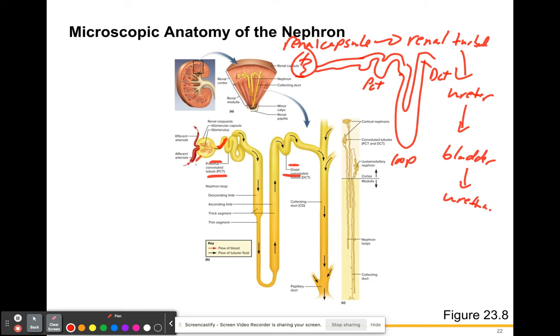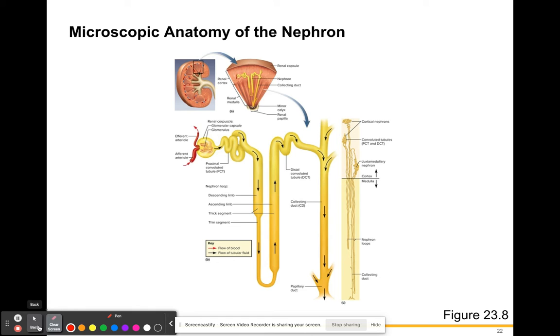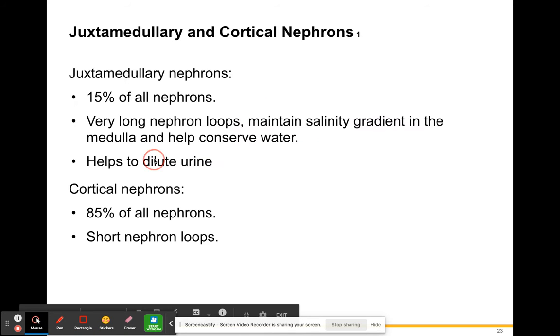Very easy. Okay, and all this stuff, basically what's going on here is that blood is going in, the plasma is being filtered, the stuff that's filtered is either given back to the blood or it's released from the body as waste. And that's what the next part of this is going to be about.